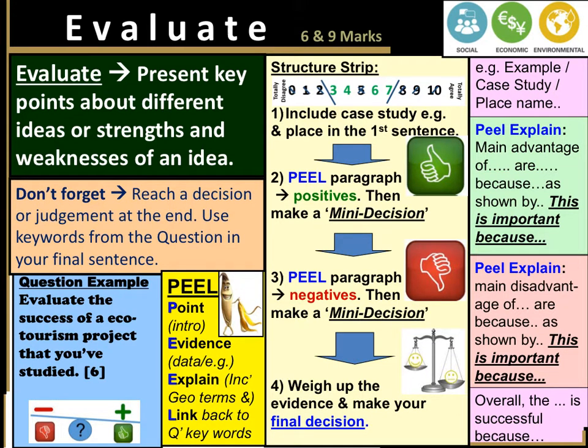Here's our support structure, which is the evaluate. In the yellow box we've got in the centre, which is looking at the positives, looking at the negatives, and also then weigh up your decision at the end. Write a conclusion. And if you can, write mini conclusions as well at the end.